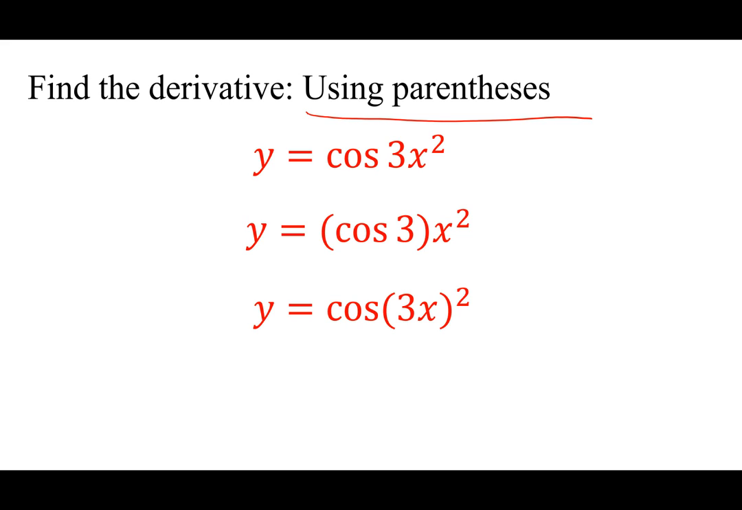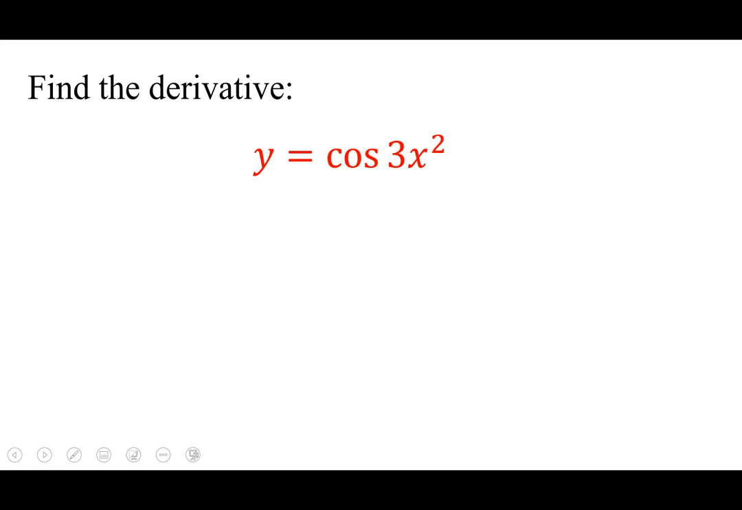So first, just take a look here at the three different versions, and then let's go ahead and get to it. So in the first version, the cosine of 3x squared, if you wanted to put parentheses somewhere, the only place you could put them would be here around the entire 3x squared.